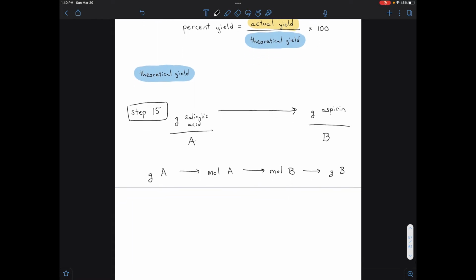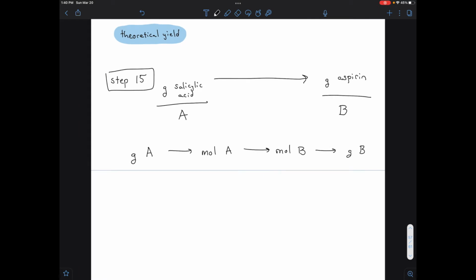So in our particular scenario, the thing that we're starting with, salicylic acid, I'll write that in. I'll replace A with that. So we're going to go from grams of salicylic acid to moles of that same thing, salicylic acid. Then we're going to go from that to moles of the second thing, aspirin, acetyl salicylic acid. And finally, we'll go from moles of aspirin to grams of aspirin, acetyl salicylic acid.